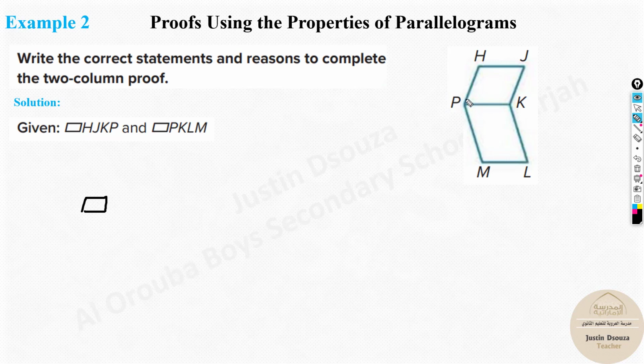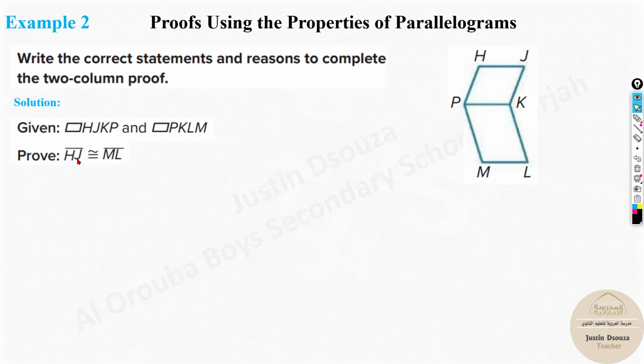Now PKLM is also another parallelogram. Now they have asked you to prove HJ and ML are equal, or congruent. This is congruent, not equal. It's the same, but congruent means absolutely the same thing. If the angle is a certain angle, that angle also is the same in this line. It's the same angle, same size, same length, everything is the same.